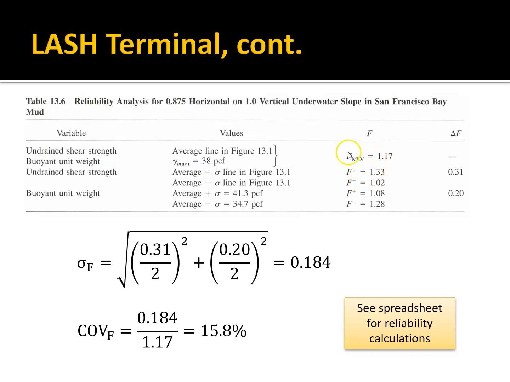So your plus and your minus should always bracket, be above or below the FMLV. And then 1.33 minus 1.02 is 0.31. 1.28 minus 1.08 is 0.2. You take the absolute value of this difference. And then if you plug 0.31 into this Taylor series equation and 0.2 into the Taylor series equation, you get a standard deviation of the factor of safety of 0.184. Divide that by the most likely value, and you get a coefficient of variation of about 16%, 15.8%.